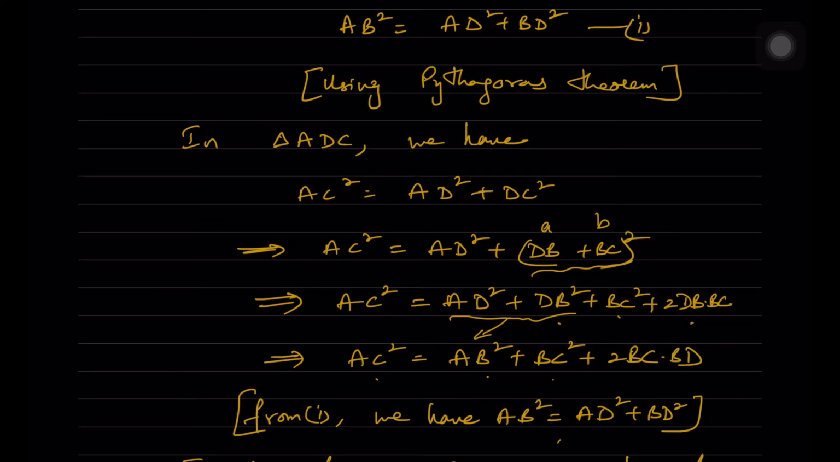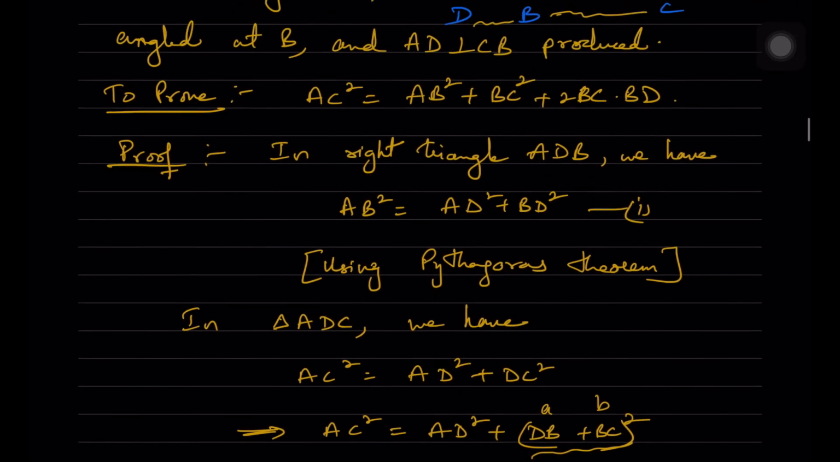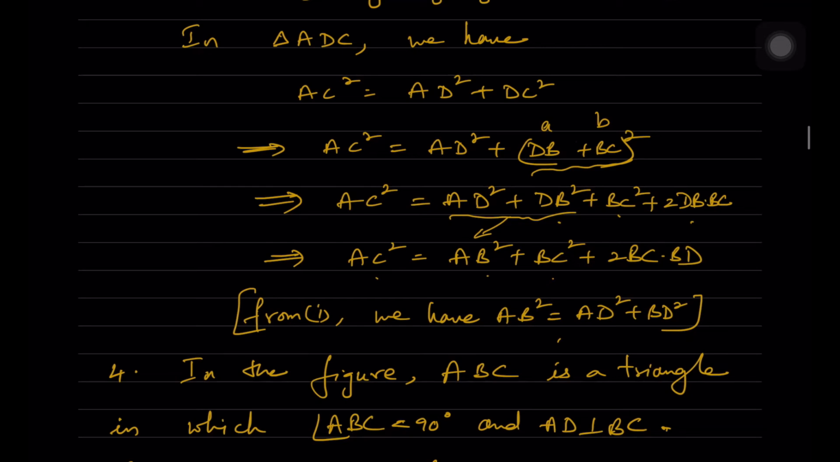So in that form, which implies that AC square is equal to AD square plus BD square. You can see over here AD square plus BD square, from 1 you can see very clearly that it is equal to AB square plus BC square plus 2BC into BD. So we can see this, hence proved. This is what we had to prove.